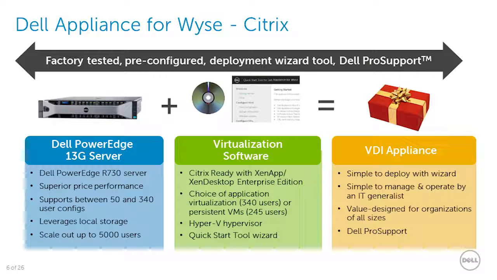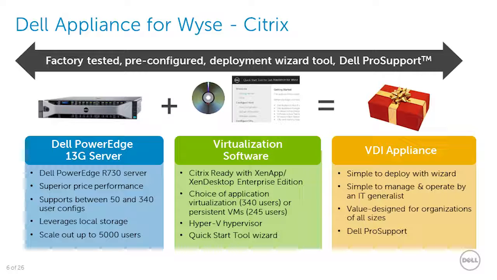Let's look a little bit at what this appliance is about. On the hardware side, the appliance is based on a Dell PowerEdge R730 server. This is one of the best servers for VDI. Each server or each appliance can support between 50 and 340 users. You can scale up to 5,000 users by simply adding other servers linearly as you need to scale out, and they see each other. There's complete compatibility there.